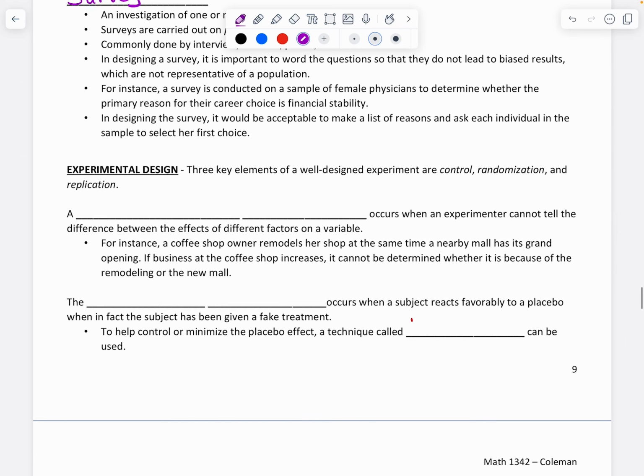So some examples. Some experimental design. Three key elements of a well-designed experiment. So we want to have a well-designed experiment: to have control, randomization, and replication.